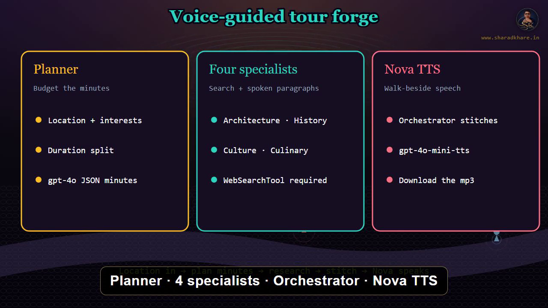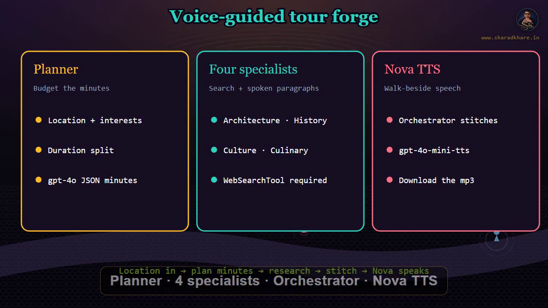The Streamlit app is the tour desk. You type a location, pick interests, set minutes, and press generate tour. Before we open code, keep this mental map. Location in, planner budgets time, specialist research, orchestrator stitches, Nova speaks, headphones on.